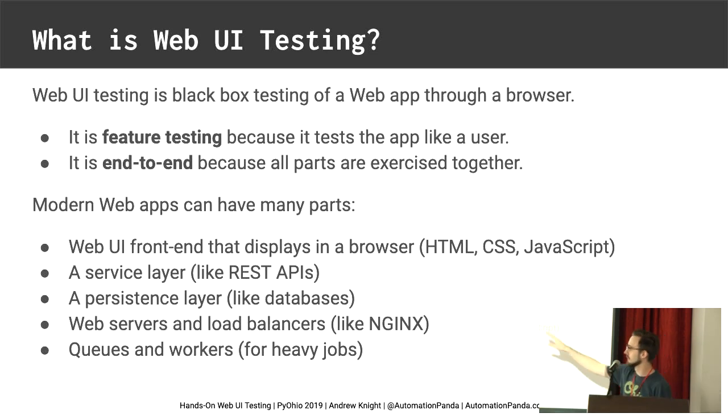The user doesn't know any of this. The user knows, hey, somebody liked my tweet. Cool! So while web UI testing may seem like it's entirely at the front-end level, all this stuff needs to be there too. And if some of these aren't working, it's going to explode spectacularly. And if there are problems, that's what we're trying to catch.